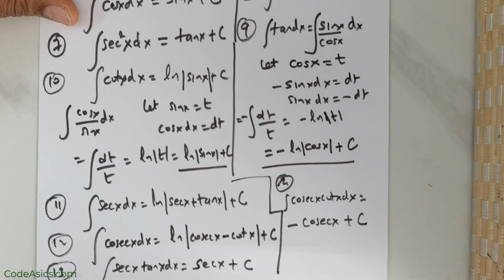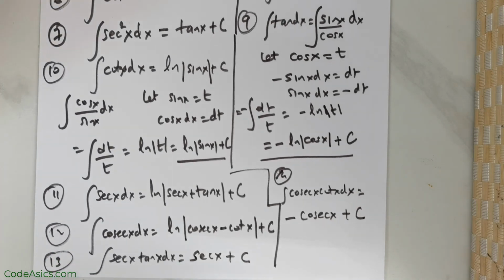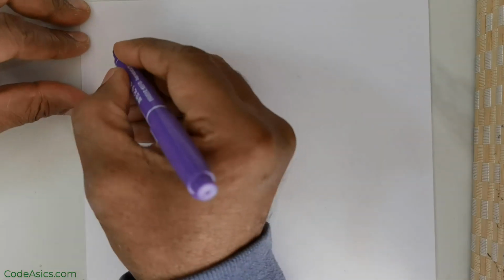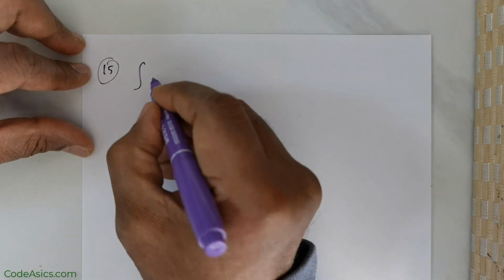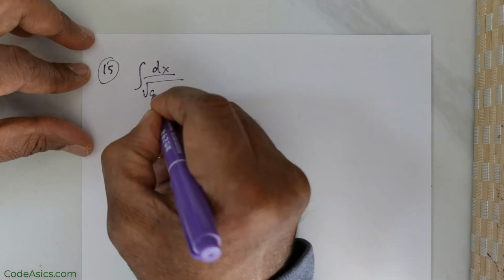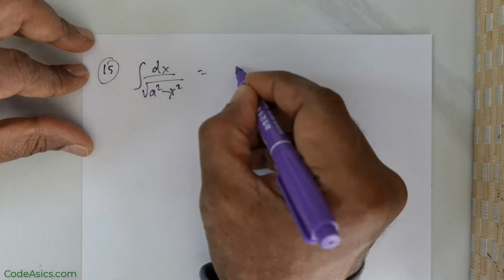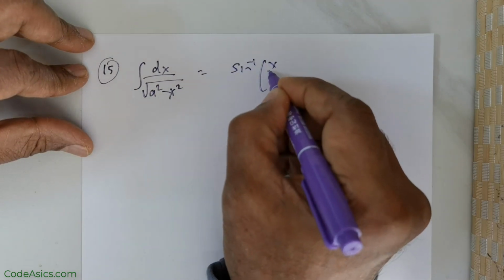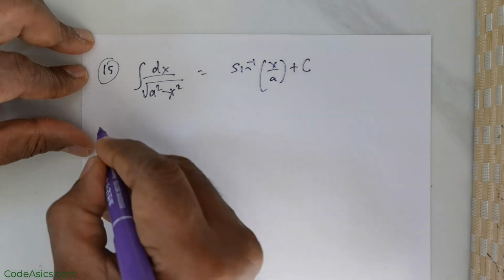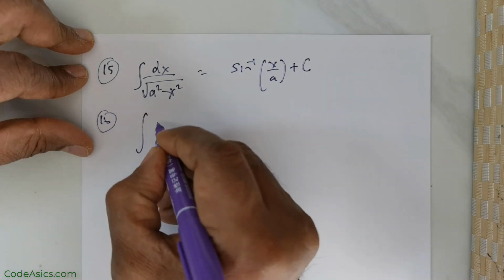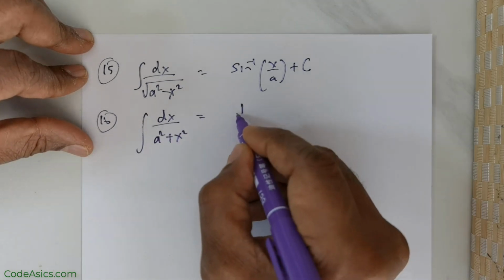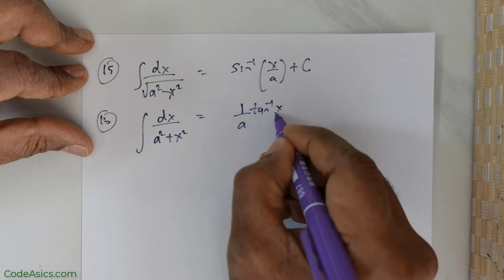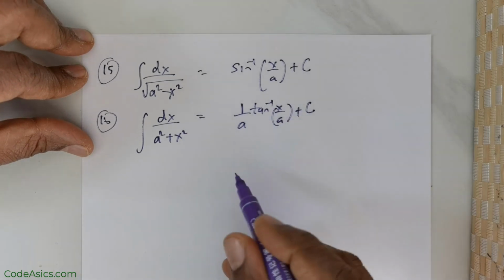and after these 14 formulas, let me just flip the page and give you the other set of formulas too. Now this is number 15, integral of dx divided by square root of a squared minus x squared is equal to, very important, sine inverse of x over a plus arbitrary constant c. Number 16, integral of dx divided by a squared plus x squared is equal to 1 over a tan inverse of x over a plus arbitrary constant c.